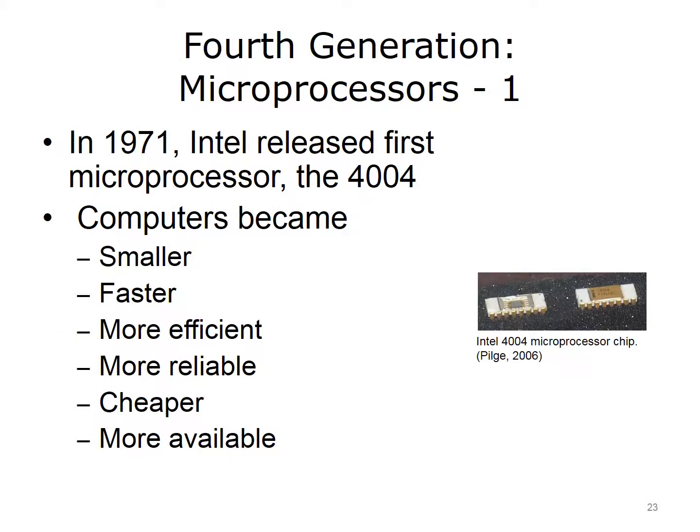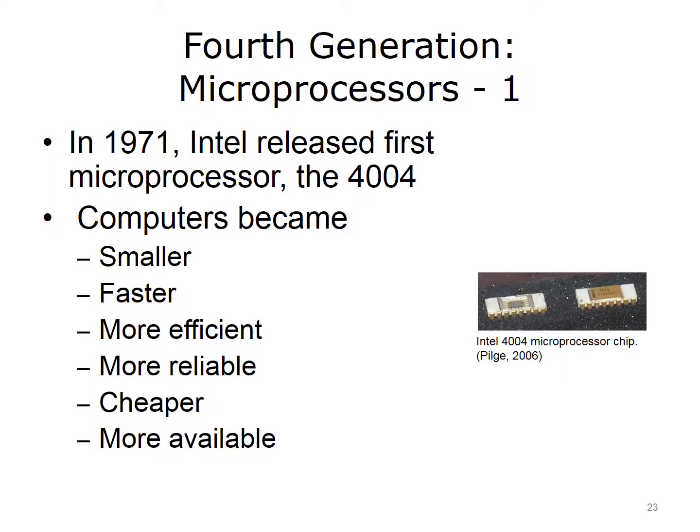Fourth-generation computers are based on microprocessors, which are a special type of integrated circuit specifically designed for processing. Intel released its first microprocessor chip, the 4004, in 1971 for desktop calculators. The Intel 8080 was released in 1974, and it had 4,500 transistors, the first general-purpose microprocessor.